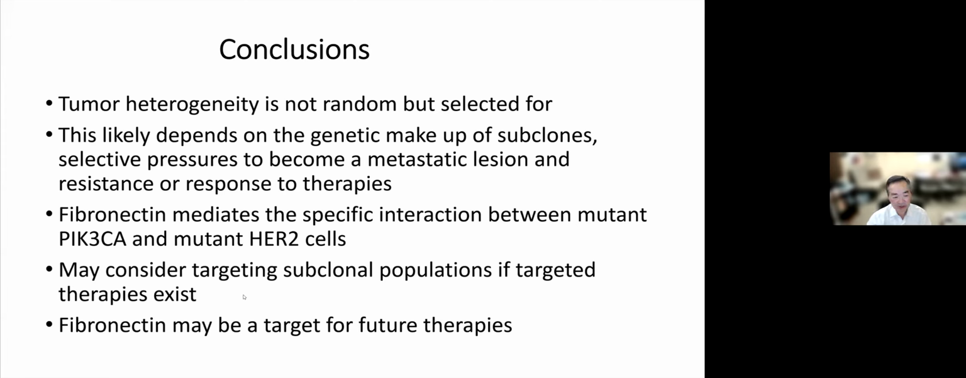And so that's what makes it really challenging. Again, thankfully, this seems to be the minority of cases and not the majority. So it's not something that I lose a lot of sleep over, but there are instances where we really scratch our heads now and think about, is that in fact the right answer? And that leads to this bullet point that maybe targeting subclonal populations would be the better thing to do, or at least doing it concurrently or sequentially. And then that also brings the point that fibronectin, in fact, by itself may be a target for future therapies or maybe even some sort of prognostic marker.